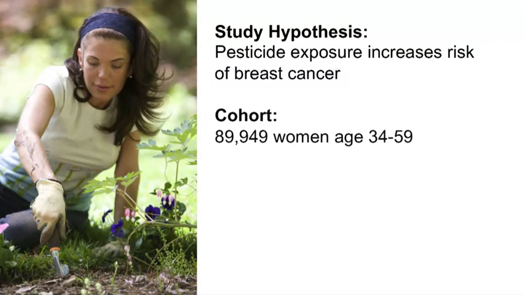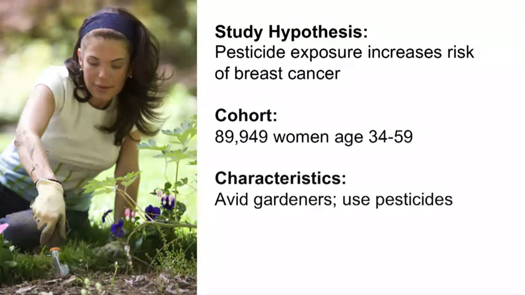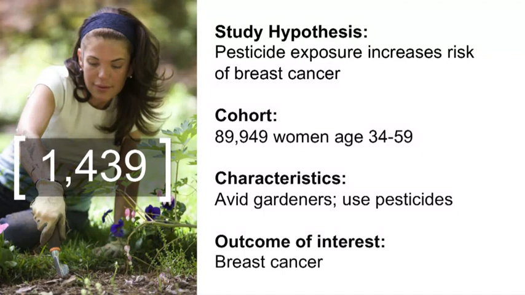Imagine a prospective cohort of 89,949 women ages 34 to 59 who are avid gardeners. Blood samples are taken from all 89,000 women at the beginning of follow-up, and then they were frozen. These samples were used to determine pesticide levels present in the blood. Over 8 years of follow-up, 1,439 breast cancer cases were identified.